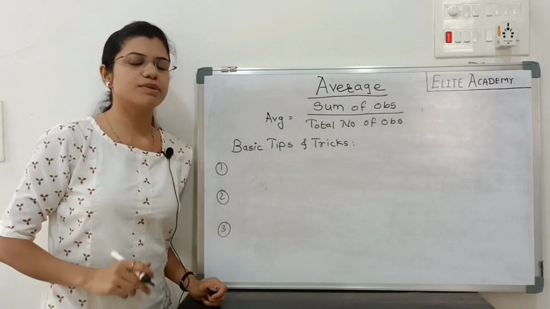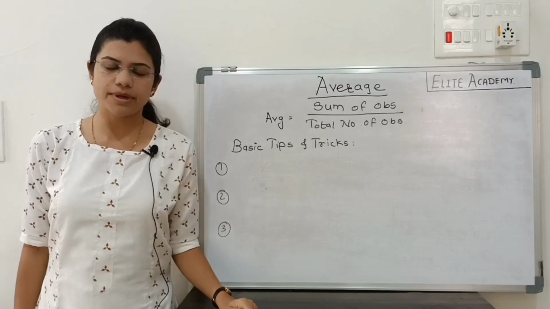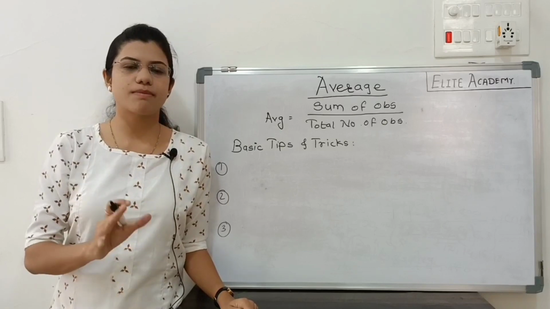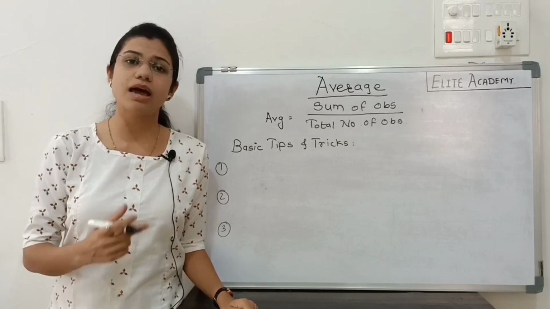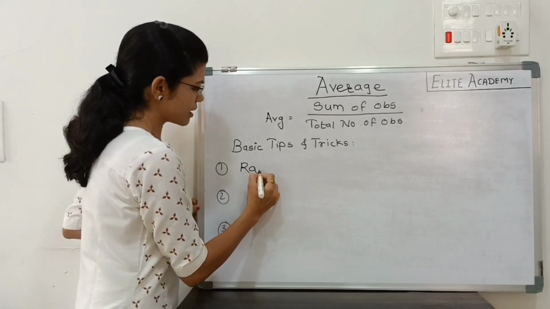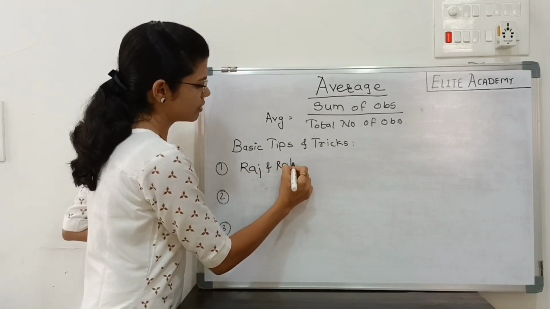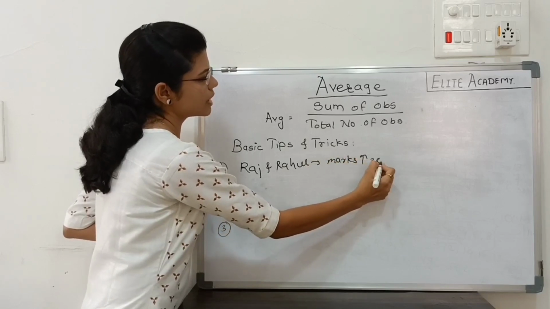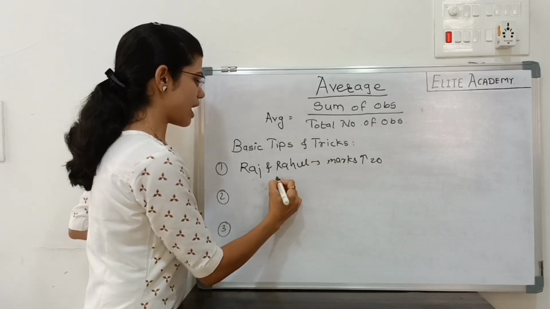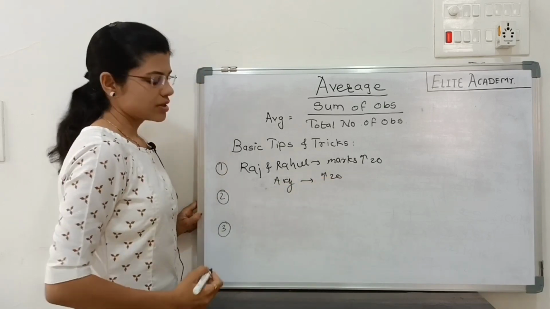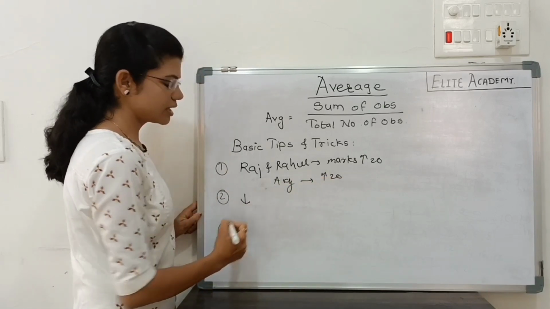The very first basic tip: take an example. There is a classroom. In that classroom, if all the students' marks increase by 20, then the average is also increased by 20. Take an example, Raj and Rahul. Both marks increase by 20, then the average of these two is also increased by 20. The second tip is the same for the decrement.